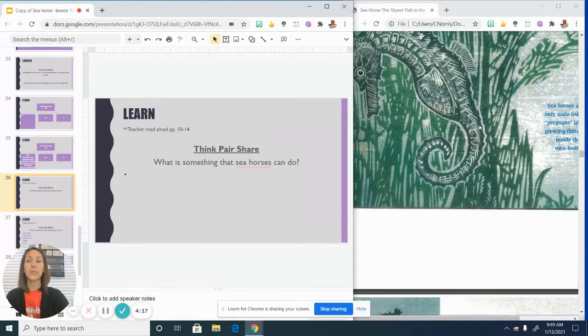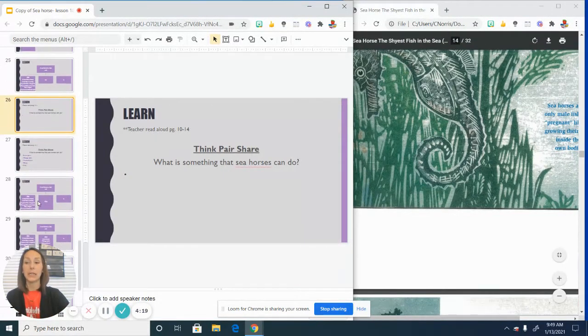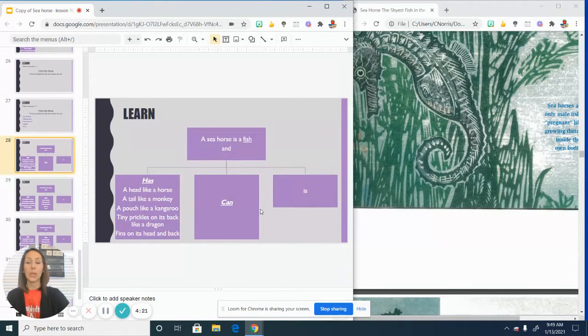But those are some of the things a seahorse can do. So let's add that to our chart. And I'm going to jump ahead because I've already done that just to save a little time. But I've added that a seahorse is a fish and can swim slowly, change color, twist and twirl, dance, and sway. So those were all things that we found from the book of things that a seahorse can do.